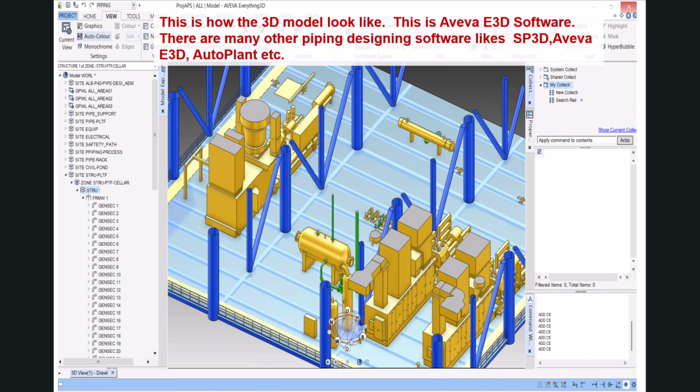This is how the 3D model looked. This is AVEVA E3D software. There are many other piping design software like SP3D, AVEVA E3D, AutoPLANT, etc.